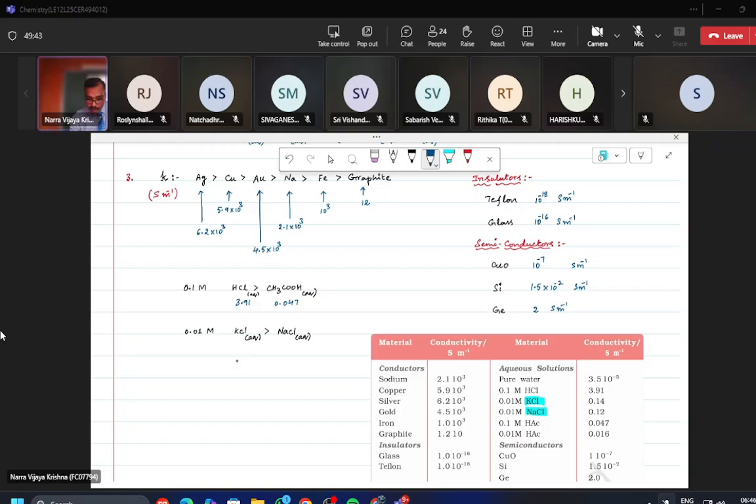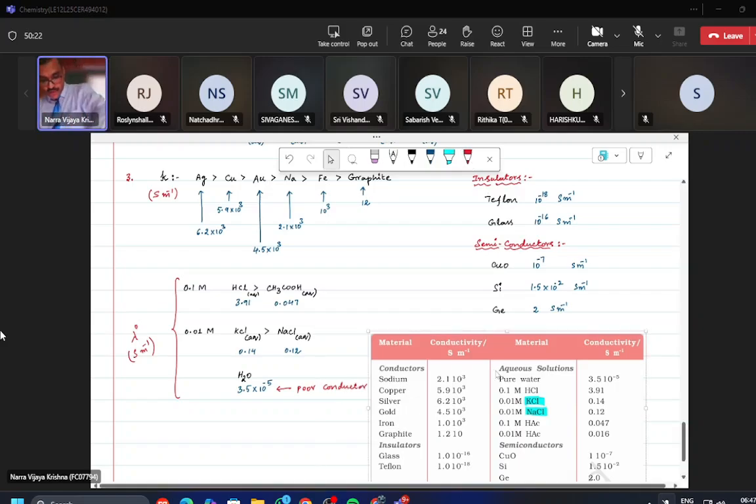Values 0.14, 0.12. Now, water is a poor conductor of electricity. Its conductance is 3.5 into 10 power minus 5. All these are molar conductance at infinite dilutions. Units are Siemens per meter. So that completes the data table of NCERT.